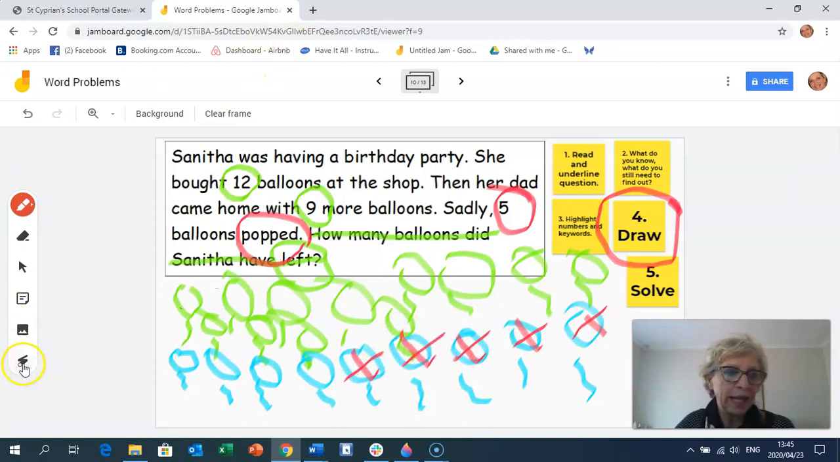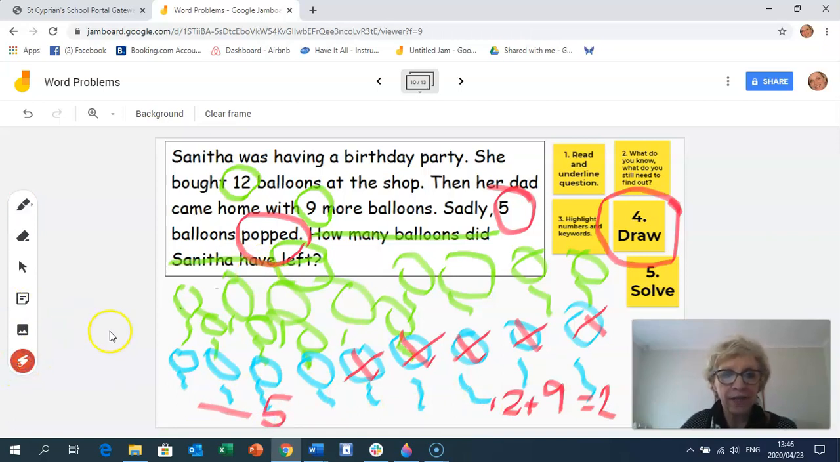Now we can count how many are left. So 12 plus 9 is 21. I'm going to actually write that down. 12 plus 9 equals 21. But I also lost 5, didn't I? That's very sad. So let's count now.